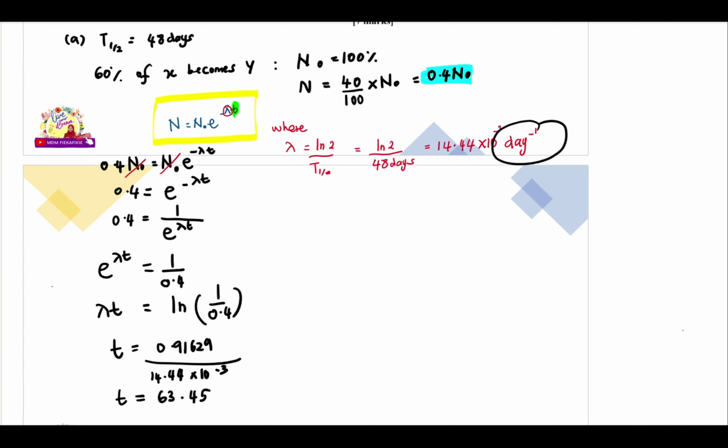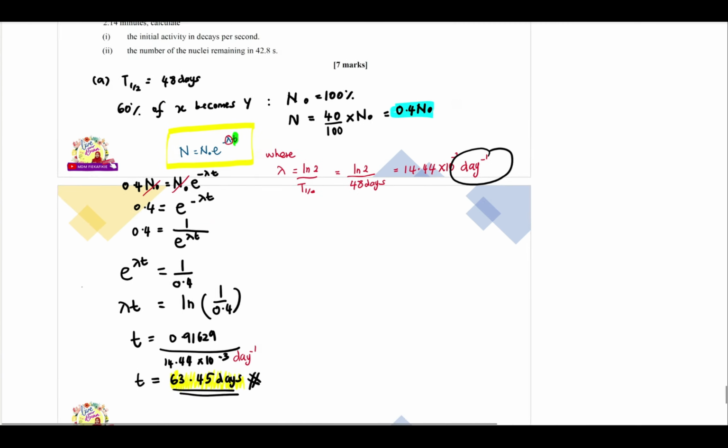Sebab kita punya tadi unit dekat sini, this is per days. So, unit akhir tu mestilah dalam bentuk hari lah. Kalau you tukar second, boleh eh? So this is the final answer for question 10A. Okay. And then we proceed to question 10B.